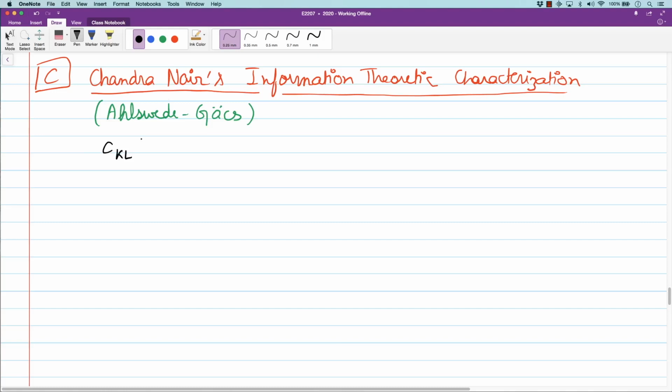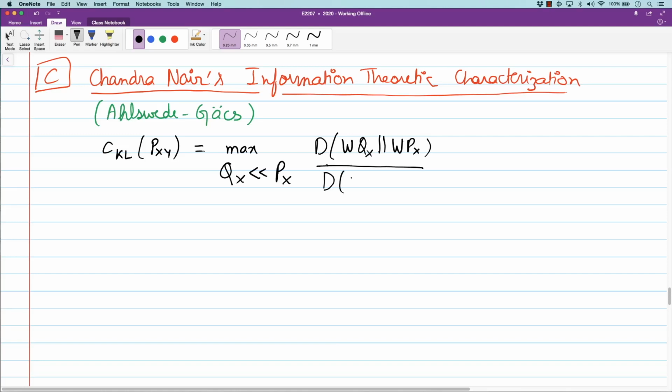So suppose you have this input distribution Px and a channel W, then the strong data processing constant associated with this Px and W, well, we can just write it as the joint distribution Pxy. It's defined as max over all input distributions Qx that are absolutely continuous with respect to Px of the divergence between WQx and WPx divided by the divergence between Qx and Px. Okay, that's the strong data processing constant here.